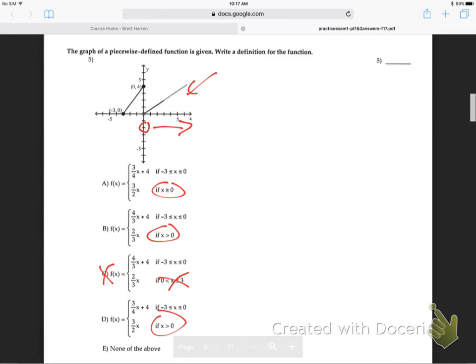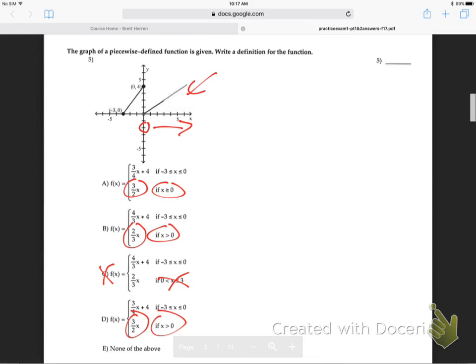X greater than 0. What does it do? What does this kind of piece do? I don't know. It's hard to tell exactly. How about this? It's a positive slope line. These are all positive slope lines, aren't they? When x is greater than or equal to 0. It's a positive slope line. So, is it 3/2 x or 2/3 x? I don't know. It's kind of hard for me to tell which of those it is.